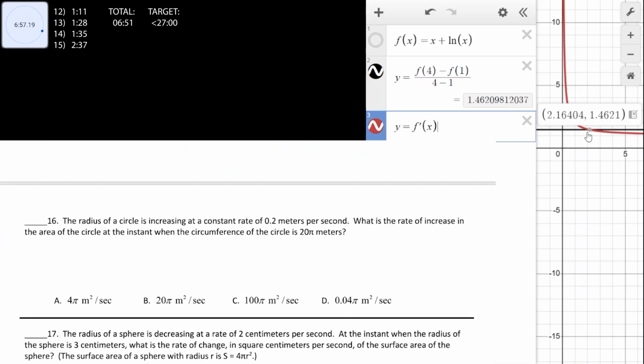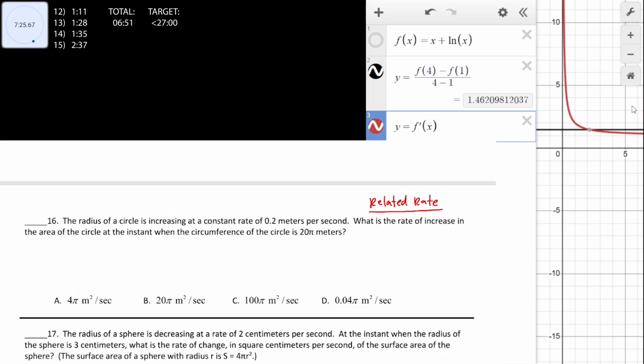Number 16 says the radius of a circle is increasing at a constant rate of 0.2 of a meter per second. What is the rate of increase in the area of the circle at the instant when the circumference of the circle is 20 pi meters? So this is a related rates problem, and what we're going to have to do is write a couple formulas down and try to compute the rate that the area is changing.